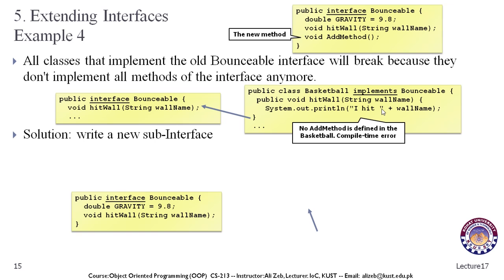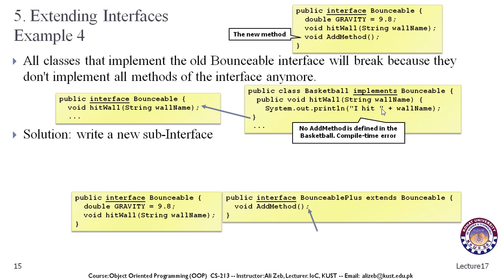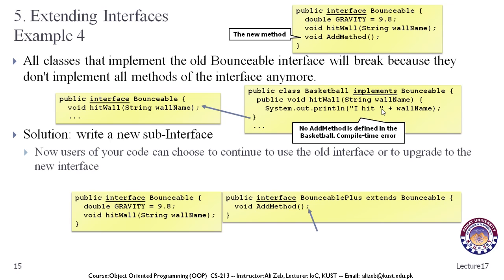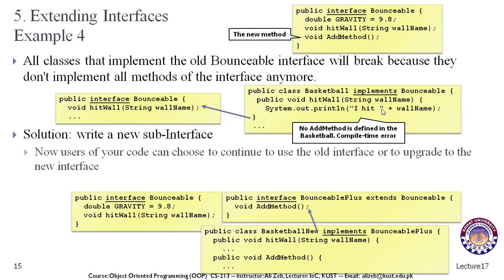So we have a public interface bounceable and we do not add the method to it. Instead, what we do is public interface bounceablePlus extends bounceable. Now users of your code can choose to continue to use the old interface or to upgrade to the new interface.